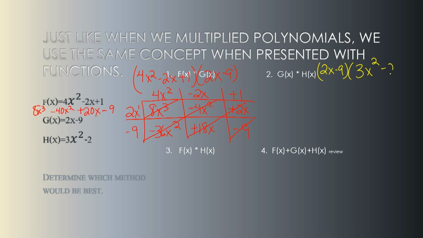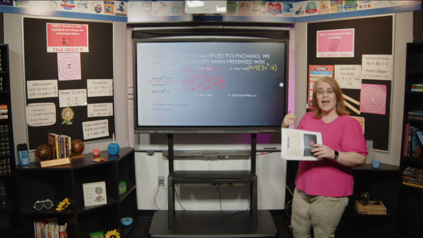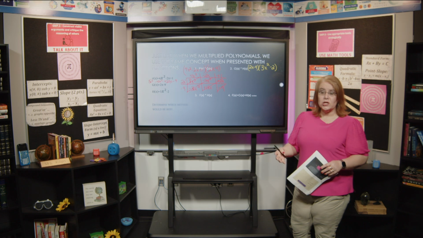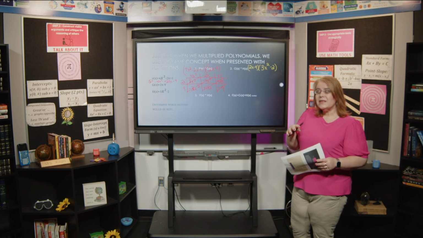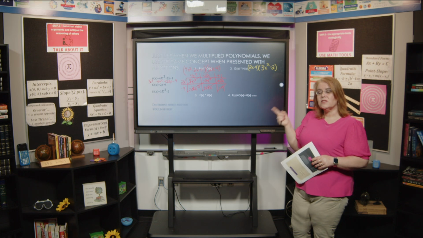times 3x squared minus 2. Now, they both look like binomials, but what do I see in that second binomial? I have a square and then I have my constant. I'm missing a degree. So when I miss a degree, I put a what? I put a 0 as a placeholder. I'm going to use box on this one and see what we can get.